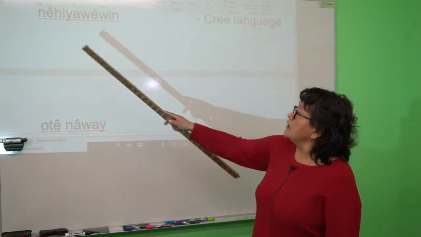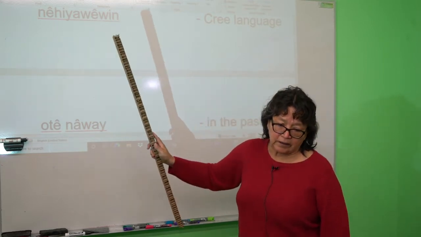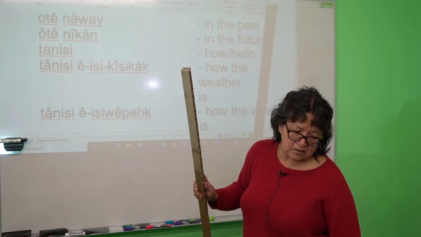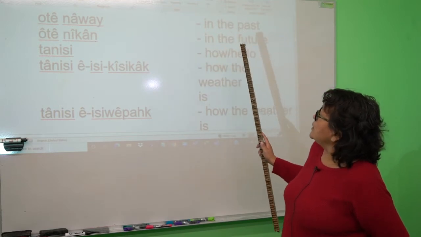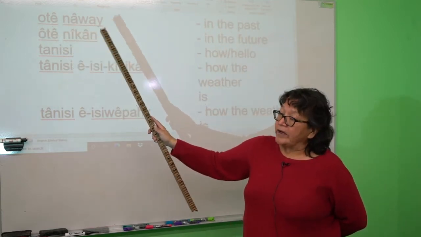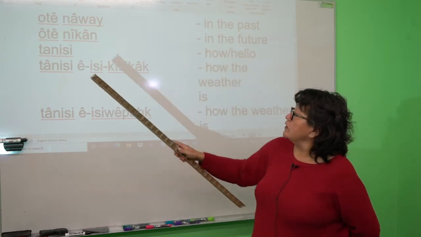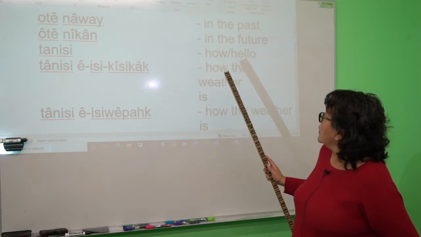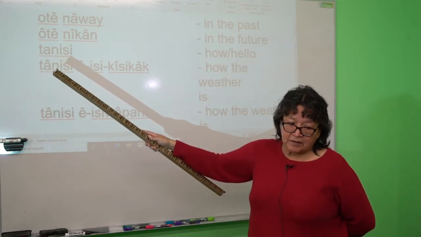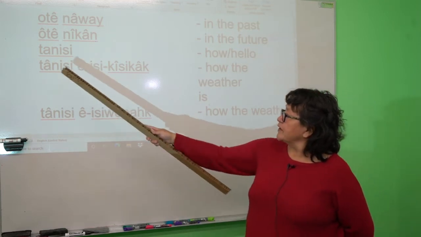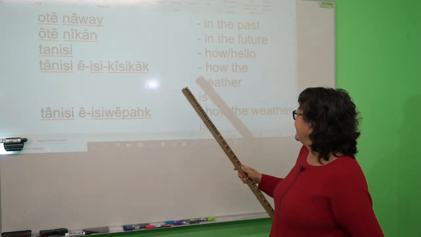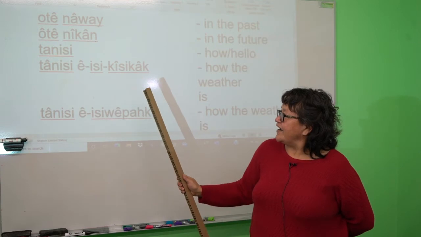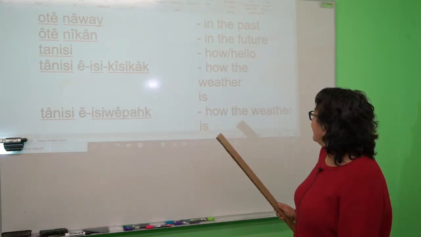Cree language, nêhiyâwewin. In the past, ute nawe. In the future, ute nigan. Hello or how, danse. Macron missing. How is the weather? Danise e sigak. How is the weather?